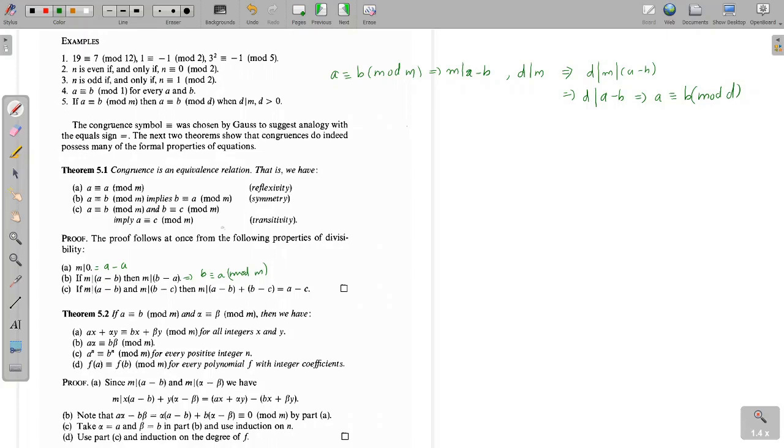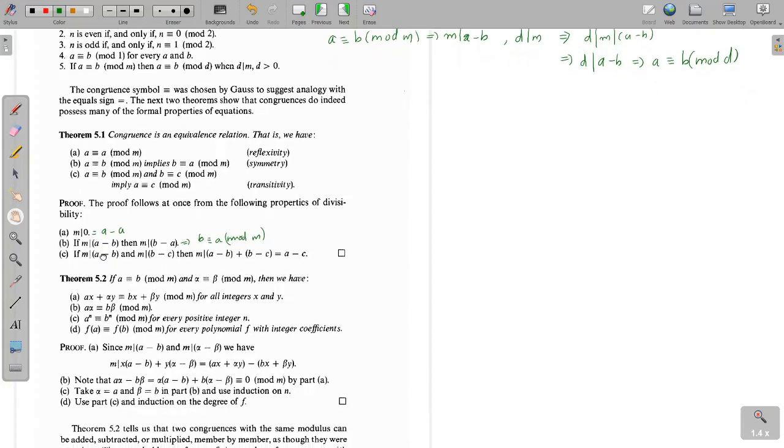Now we have to prove transitivity. Suppose a is congruent to b mod m. That means a minus b is a multiple of m, or m divides a minus b. And from the second congruence, b congruent to c mod m, we have m divides b minus c. Both are multiples of m, so m divides their sum. That sum is nothing but a minus c. So m divides a minus c, which implies a is congruent to c mod m. So this is theorem 5.1.